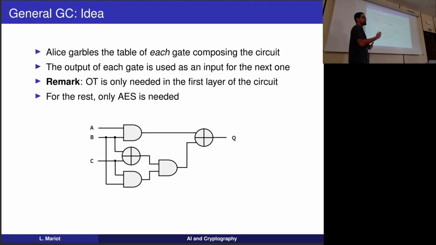heaviest part, because we are using public key cryptography in that part, and public key cryptography is more computationally intensive than symmetric key cryptography. On the other hand, after the first layer, we can just limit ourselves to use AES, for example, a symmetric encryption algorithm, or any other symmetric encryption algorithm that we like and that is secure enough to evaluate the garbled circuits in each of the subsequent layers.